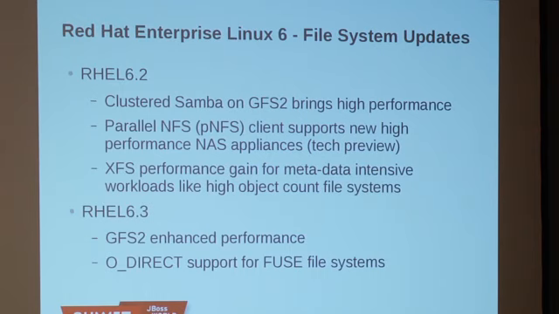RHEL 6.3 had a lot of focus on improving the performance of the GFS2 file system and also got a lot of stability enhancements in. And we added support for O_DIRECT for FUSE-mounted file systems. Again, that was a little selfish, but that was motivated by file systems like Gluster in Red Hat Storage, which needs it to support virtualized KVM guests and other types of workloads.